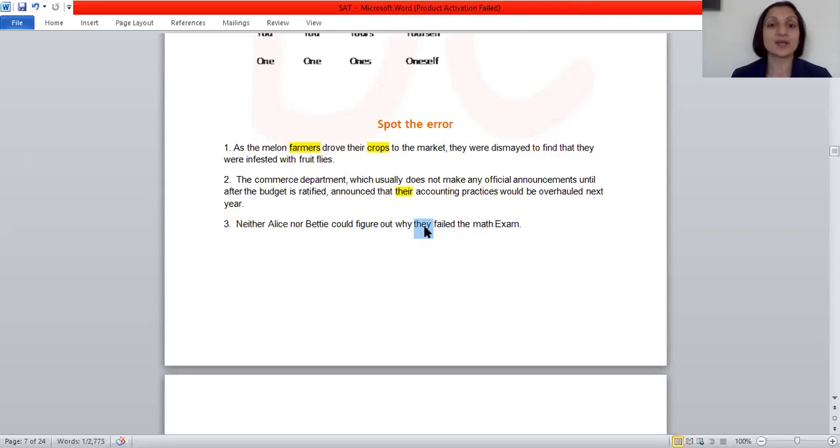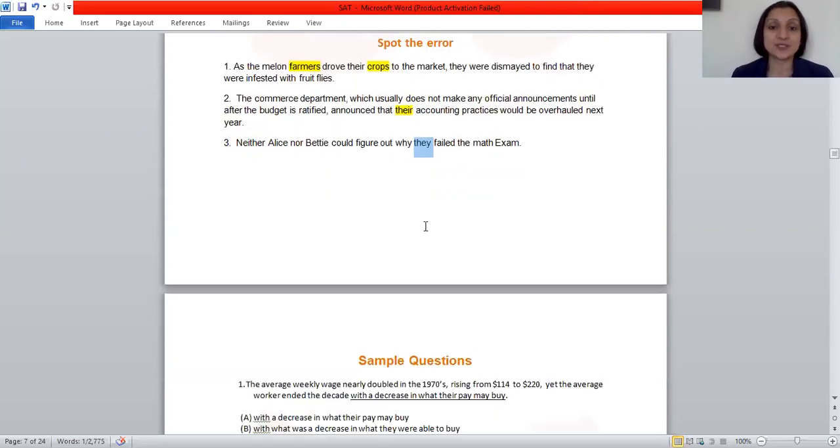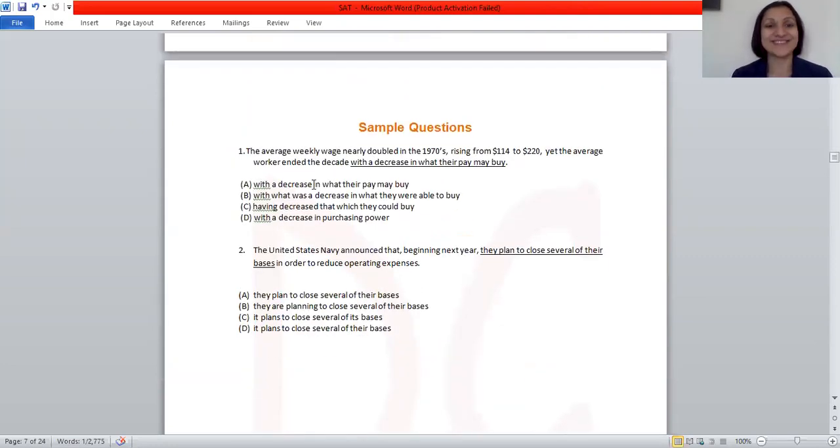Okay, that was for the error. Let's now do certain questions. So let's look at this one. The average weekly wage nearly doubled in the 1970s, rising from $114 to $220. Yet the average worker ended the decade with a decrease in what their pay may buy.